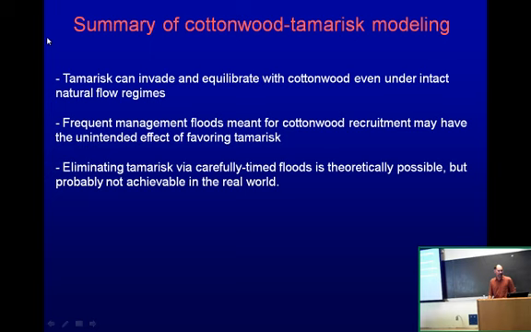So just to summarize that part, these two species equilibrate even under natural flow regime conditions. I mean, we know that empirically. We can see that in models. There can be unintended effects of managing for cottonwood recruitment simply because the dynamics of these two species are so similar. And finally, this idea of eliminating tamarisk via carefully timed floods, it's theoretically possible, but probably very difficult to achieve in the real world.